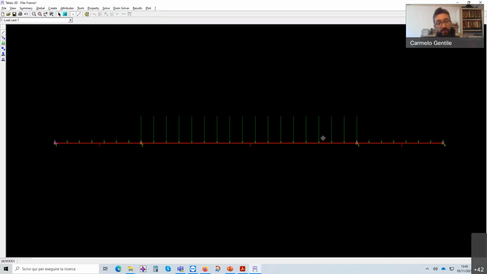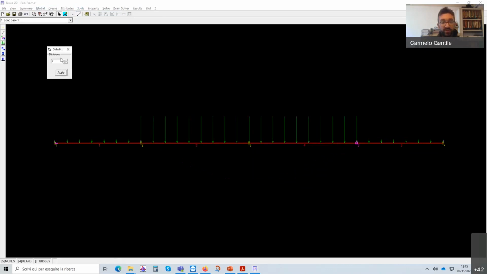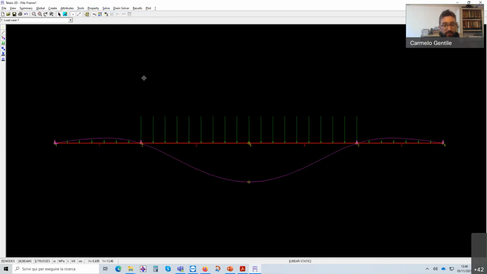Oh, before doing it, we can subdivide this element. So tools, subdivide this one into 2, so that we have the node 5, and we can use this node for finding the displacement in the midspan. Also the bending moment, shear force, and axial force are explicited at any node. So if we have the node 5 and we run it, here we have the deformed shape, and it is what we expect it to be.